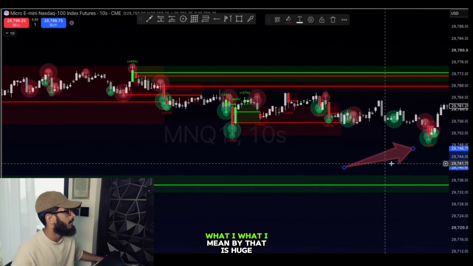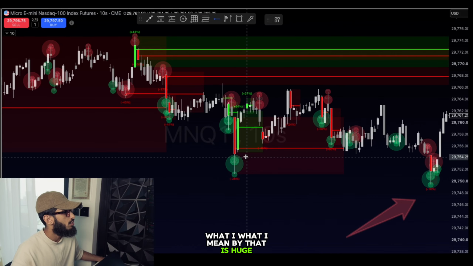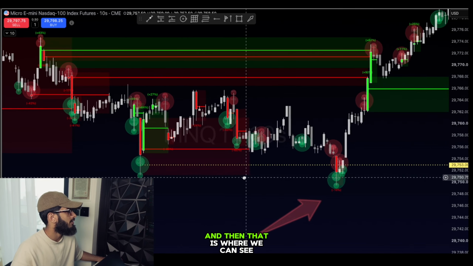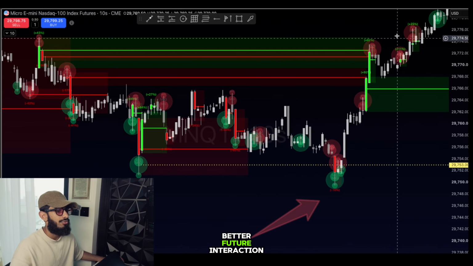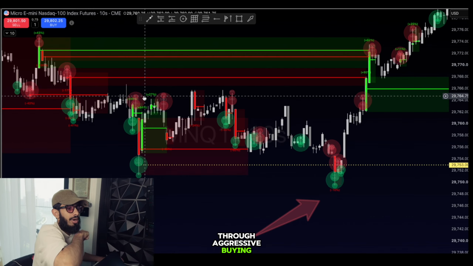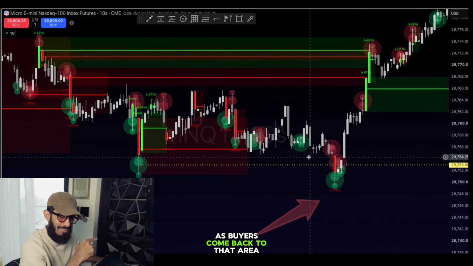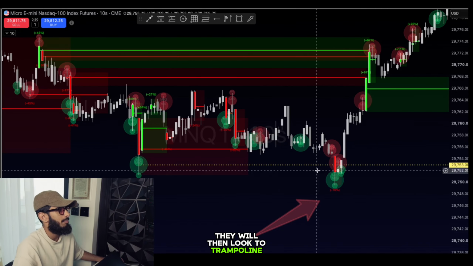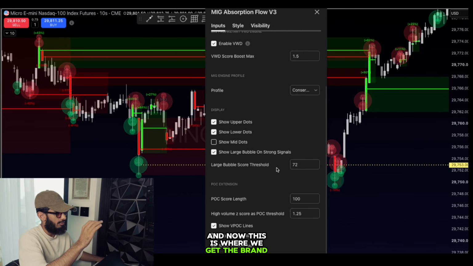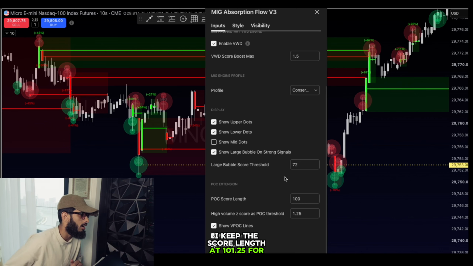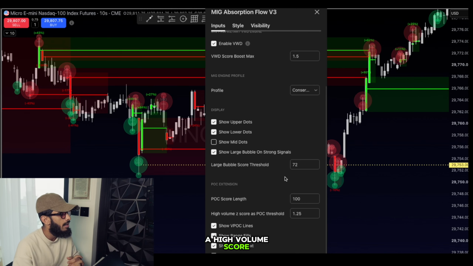A nice example, what I mean by that is huge buyers stepped in here, nice big threshold, and that is where we can see better future interaction. Aggressive buying momentum created infers that as buyers come back to that area, they will then look to trampoline off of that again. And now this is where we get the brand new extension. I keep the score length at 100, 1.25 for a high volume score.